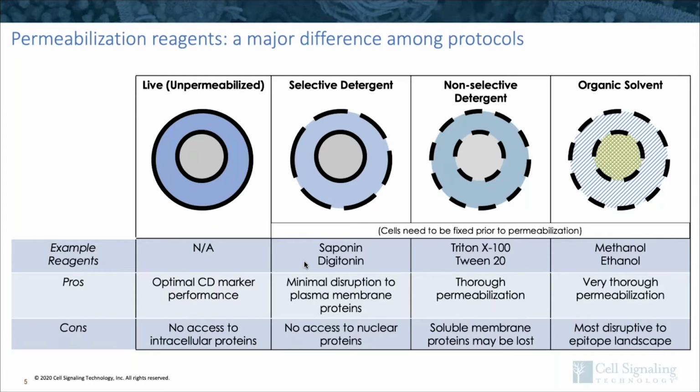And finally, organic solvents like methanol will also give you a very thorough permeabilization, but since they dehydrate your samples, they are going to be a little bit more disruptive to the epitopes. So even after fixation, there might be some conformational changes that happen, and that could impede binding of your antibody to its target.